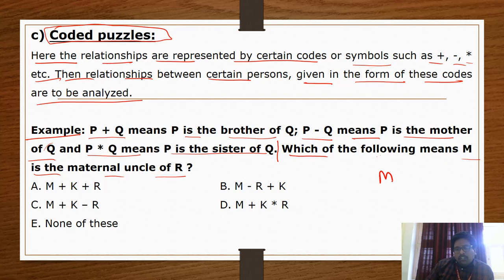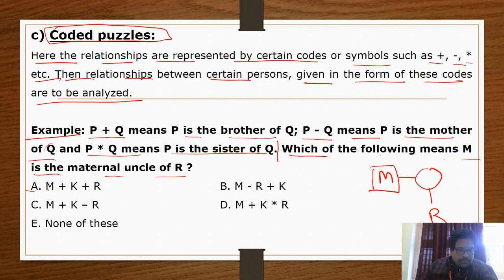So M should be what gender? Maternal uncle means M should be male. Maternal uncle means M should have a sister, and that sister's son or daughter should be R. This is my requirement, so any option that satisfies this requirement is my answer. Getting the point? Any option that satisfies this requirement is my answer. So R's mother's brother is the maternal uncle.